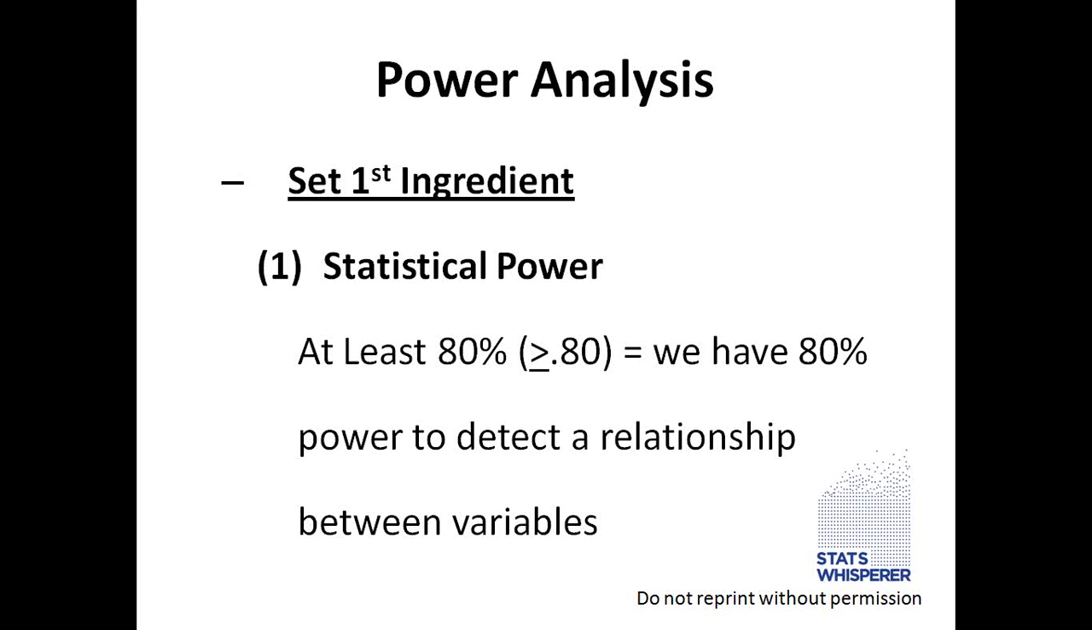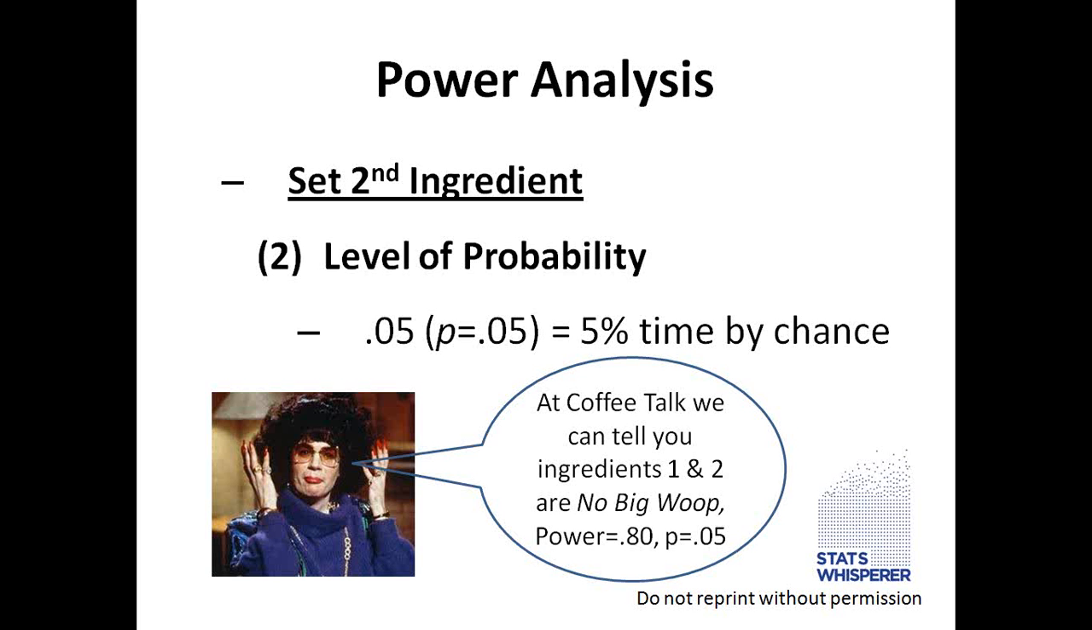Now, 1 is relatively simple. Power must be set at least 0.8, or 80%. Sometimes they set it above 80%, but really it must be at 0.8 or above to detect a relationship between variables. Probability, or alpha, as it's called, is set at least 0.05 usually, right? So that's standard. So we have 2 standard settings.